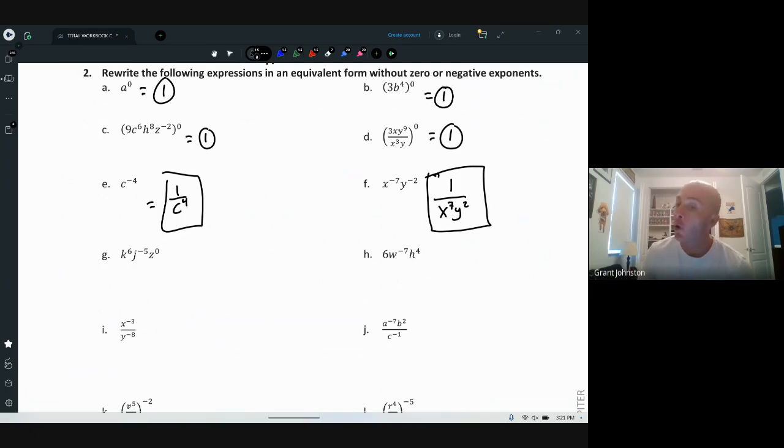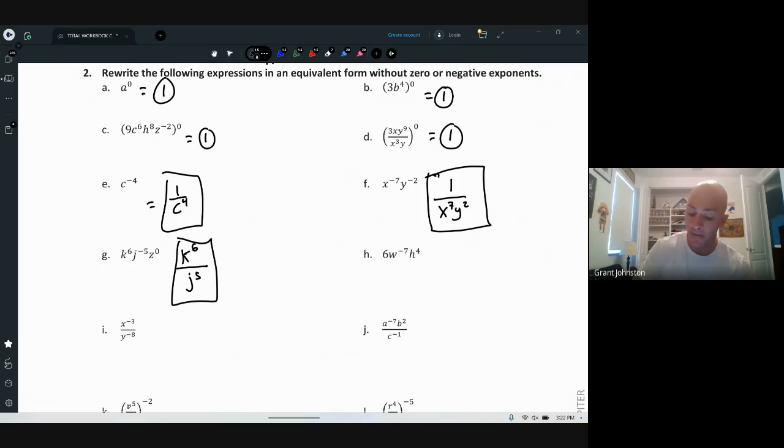On G, the only one that's negative is j. So the k stays up, k to the 6. I don't even have to write the z because z to the 0 is 1. So it's just 1 times k to the 6th, which is just k to the 6th. But the j goes to the denominator because it was negative. j to the negative 5th would be 1 over j to the positive 5. Therefore, the j to the 5th is in the denominator.